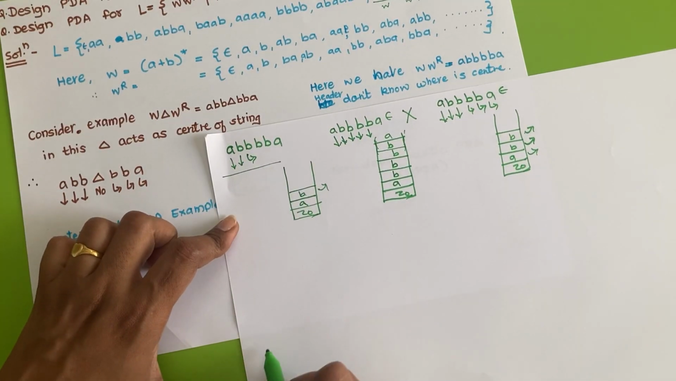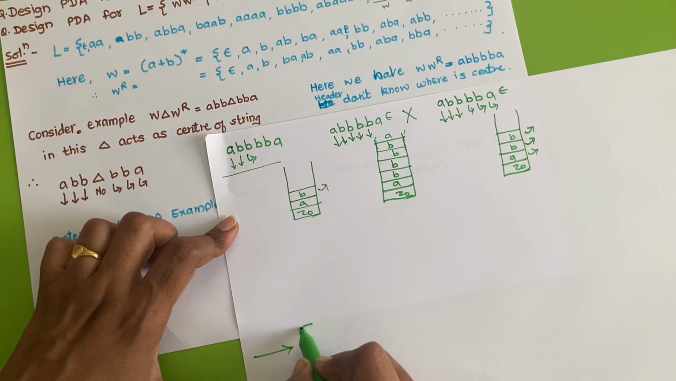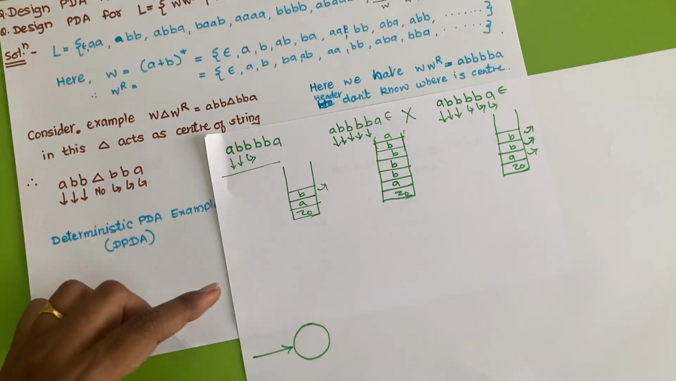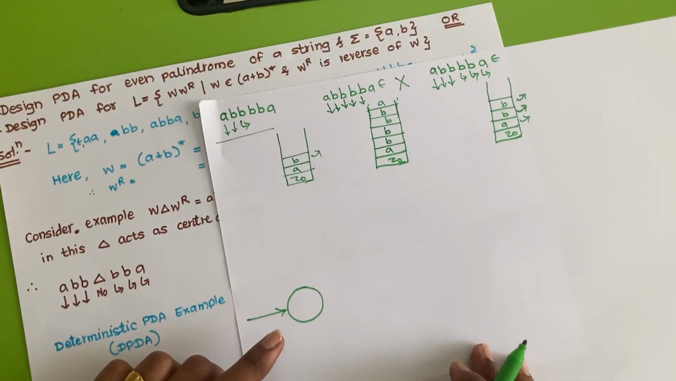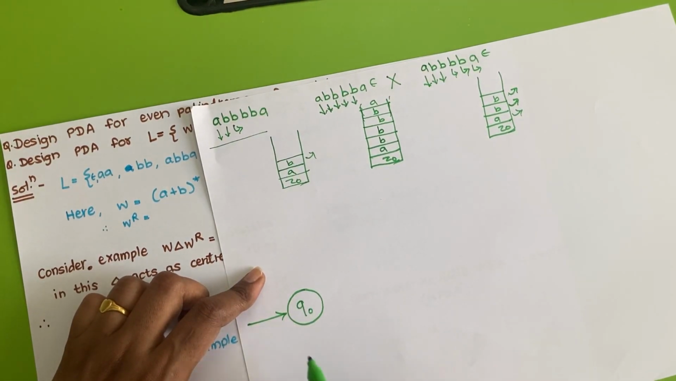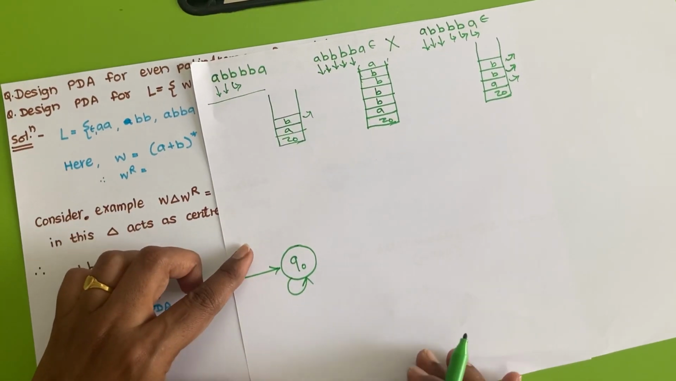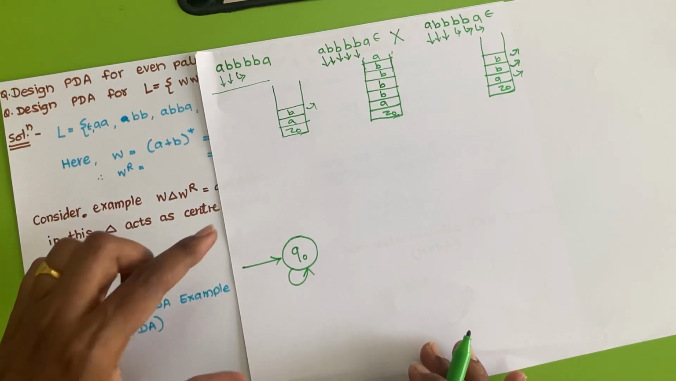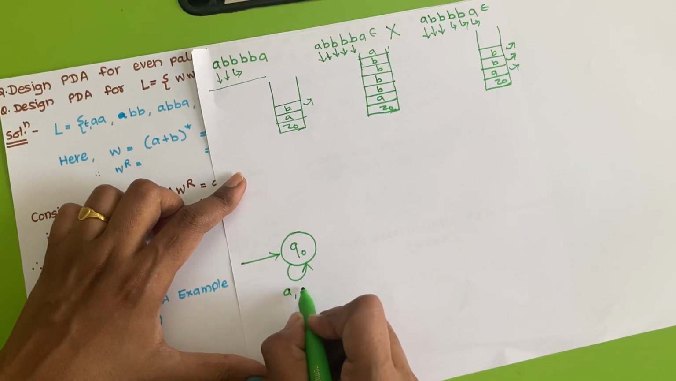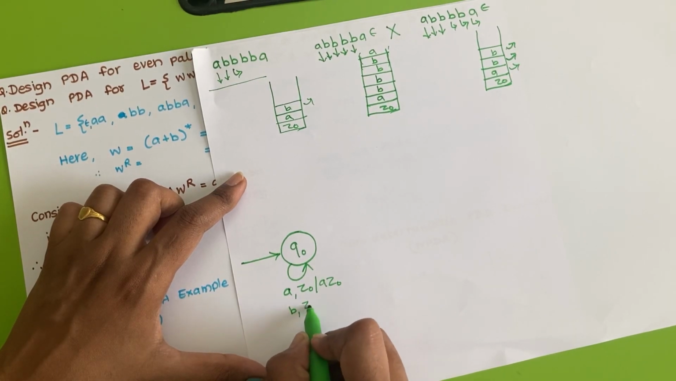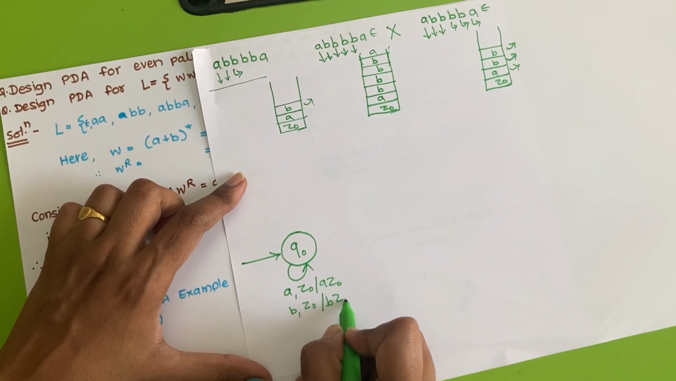Now if you are comfortable with the understanding of simulation of a string, then we will start to draw the PDA. Okay, so Q0. We have four conditions for push operation because the string can start with A as well as with B. So the first transition will be of type A, Z0, A Z0, and similar can be the case for B, Z0, B Z0.